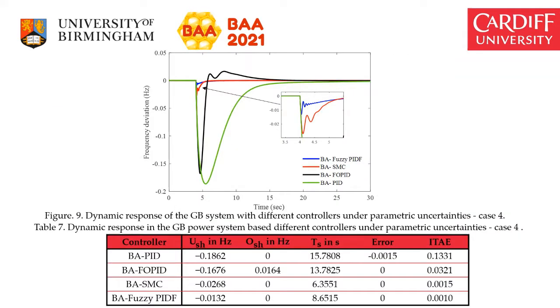The dynamic response of the system based on the proposed controllers under parametric uncertainties case 4 is given in figure 9 and table 7. From figure 9 and table 7, it is observed that although a wide range of parametric variation is applied in the system, the proposed controllers still give a good response. The fuzzy PID and the sliding mode control tuned by the BEAS algorithm still offer the best results.